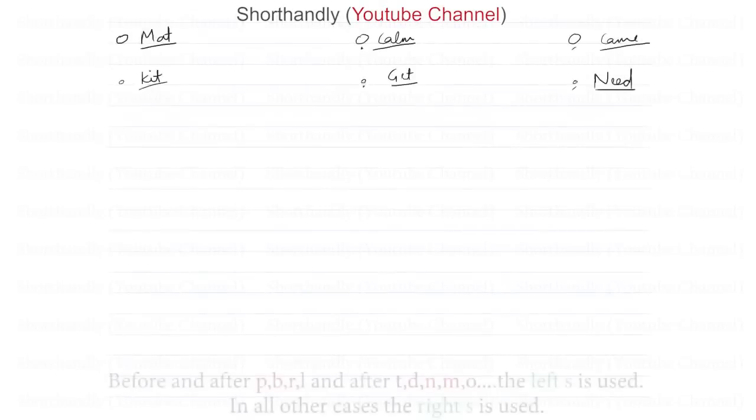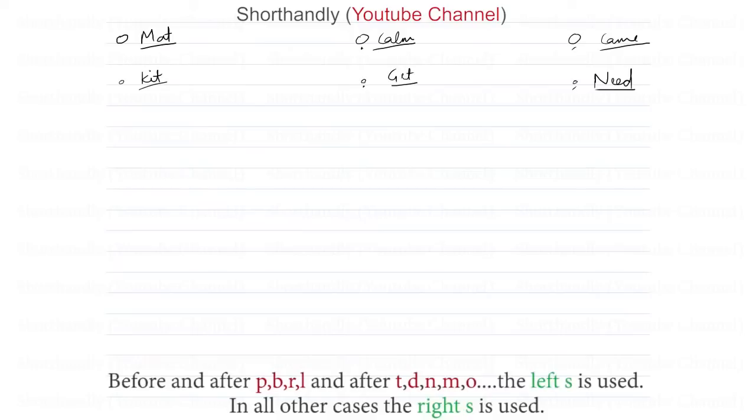Alright, so first of all, let's look at what this statement says. It says, before and after P, B, R, L, and after T, D, N and M, the left S is used. In all other cases, the right S is used.